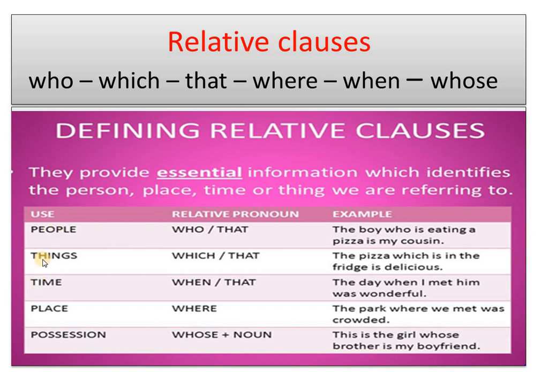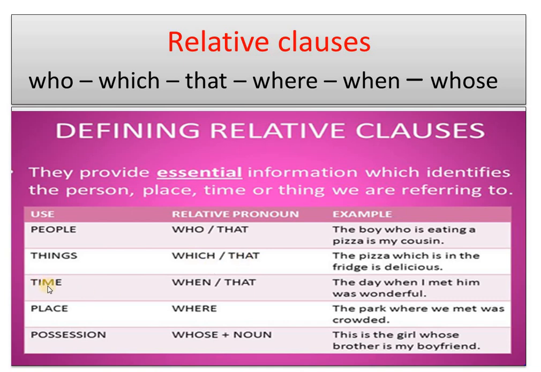Number two, for things or inanimate objects, we use which or that, the same as who and that. See this sentence: the pizza is something, so after pizza we put which. The pizza which is in the fridge is delicious. So the relative pronoun which comes directly after the noun, the pizza. So for things we use which or that.